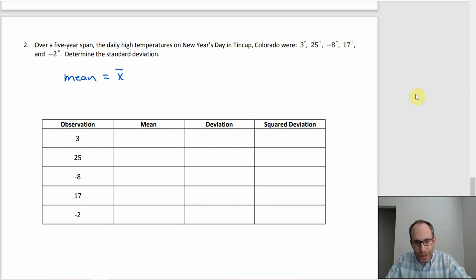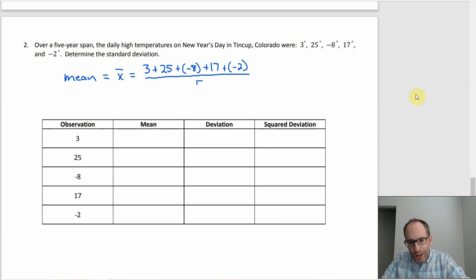All right, so the mean, again, we're just going to add up stuff. So x bar, add up stuff and divide by 5 since we've got 5 temperatures there. So we're going to have 3 plus 25 plus -8 plus 17 plus -2. And let's see, that's over 5. And if you add up the numbers in the numerator, let's see, 28, that's 20, 35. Oh, look, we're going to get an integer again. So 35 over 5, which is 7.